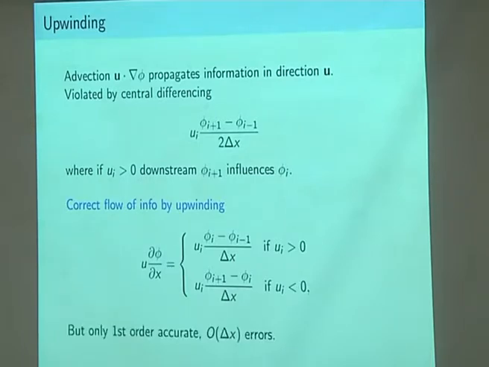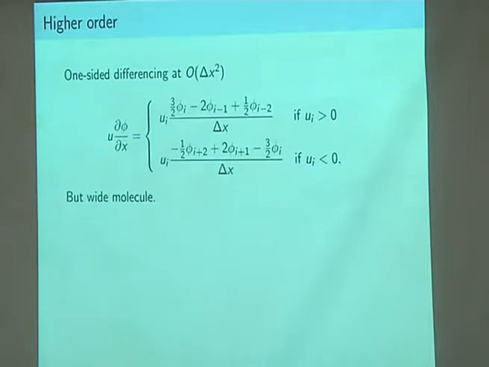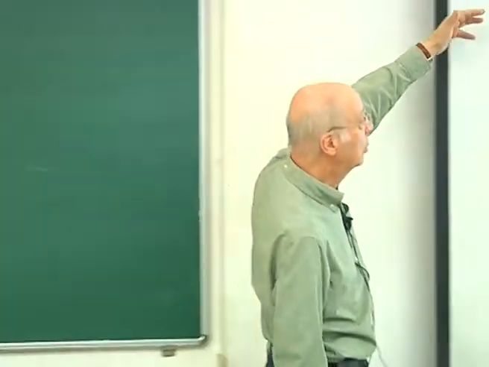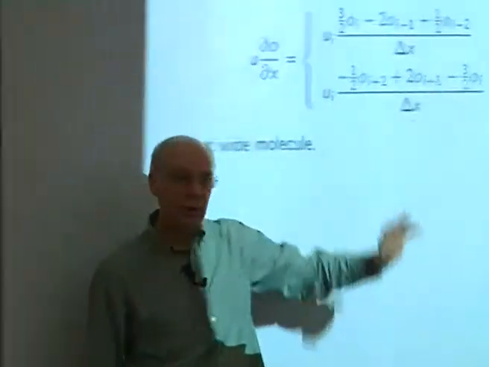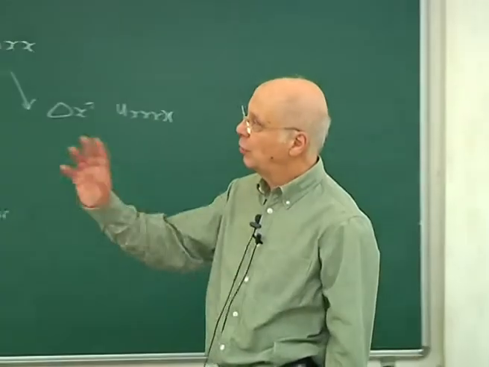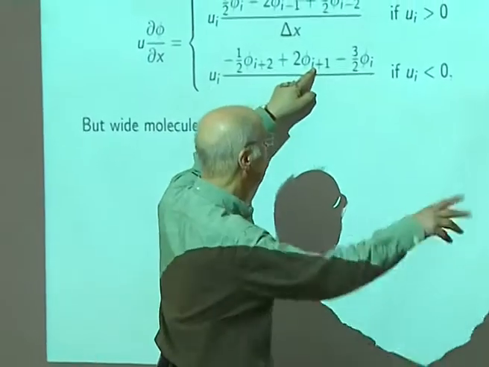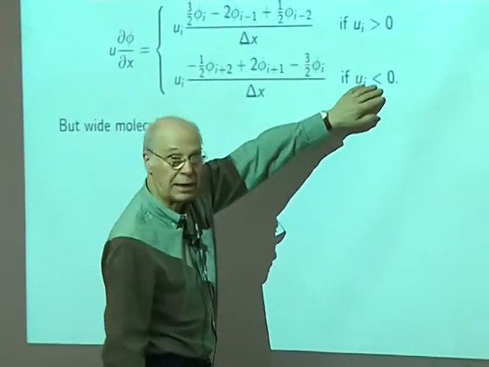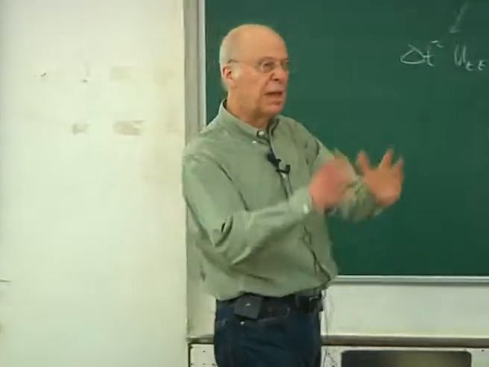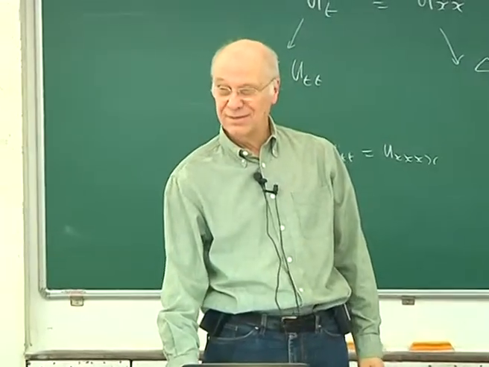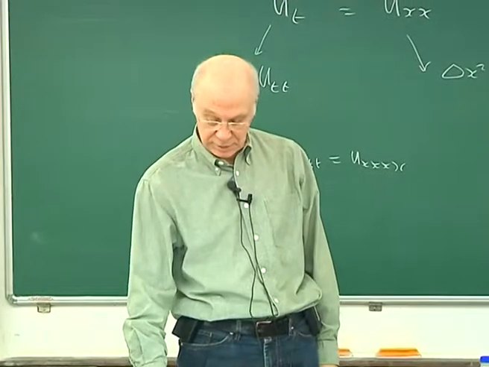Okay, so you can do better. We can use our one-sided derivatives, which are second order accurate. So this is what you do if the velocity is positive. We can use information at i minus 1 and i minus 2. So it's a second order accurate one-sided derivative. And if u is negative, we can use information at the current point, 1 point plus and 2 points plus, because we're going backwards. And that will be second order accurate. But we have a wide numerical molecule. So they're not good ideas, wide numerical molecules.